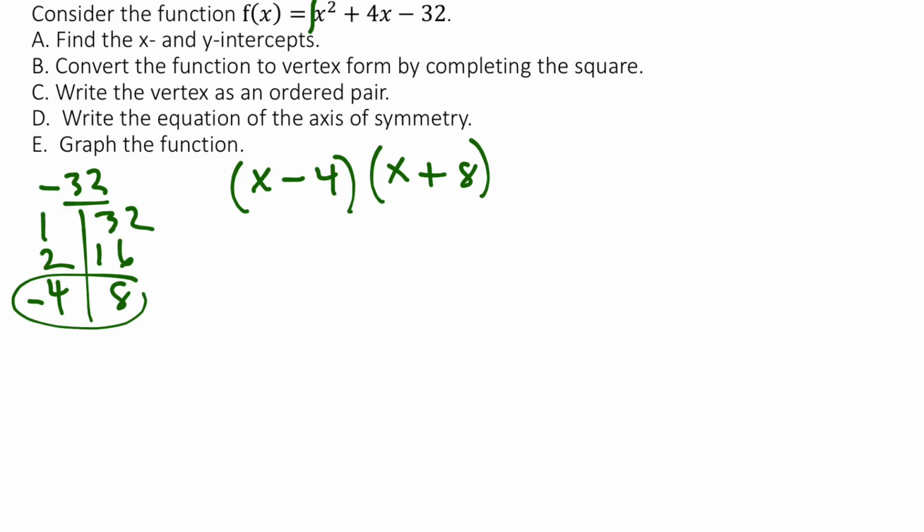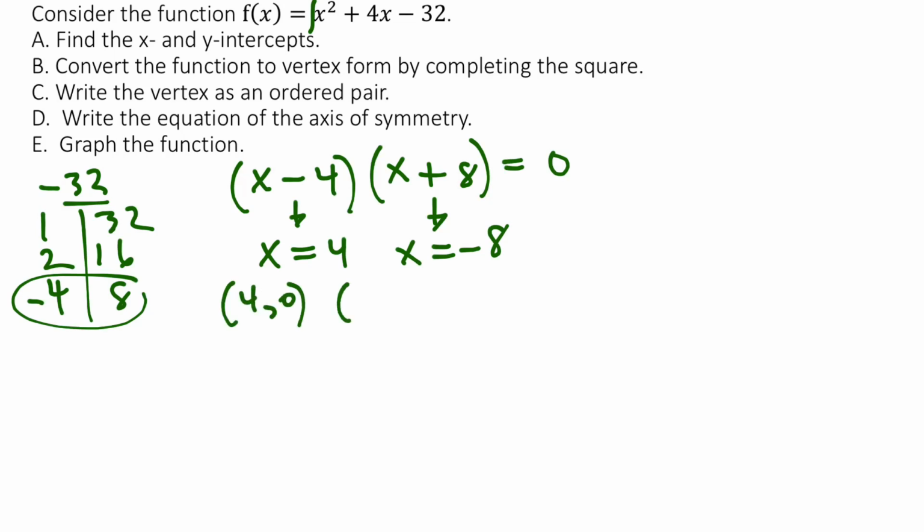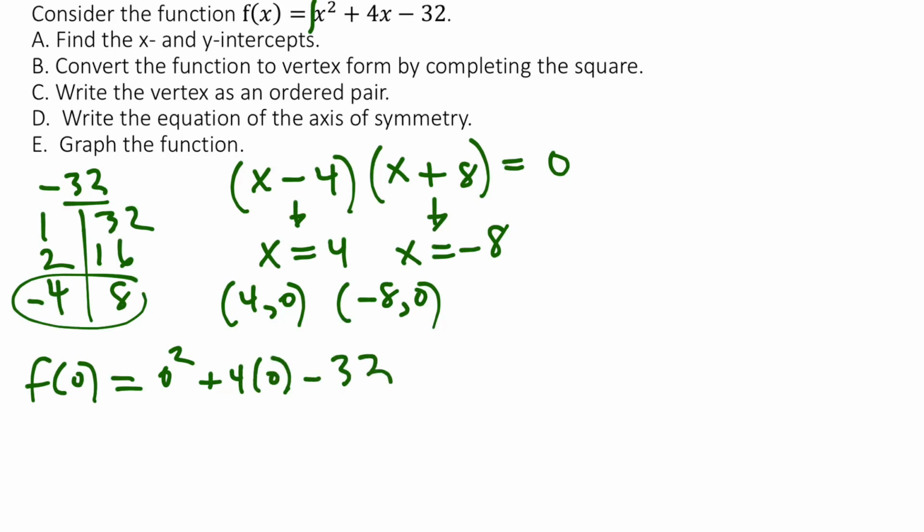Okay, to find the x-intercept, we just solve the equation. So x is equal to 4, and x is equal to -8. So our x-intercepts are 4, 0, and -8, 0. To find the y-intercept, we just find f of 0. So f of 0 is 0 squared plus 4 times 0 minus 32. So the y-intercept is the point 0, -32. All right, so that's a start on our graph.